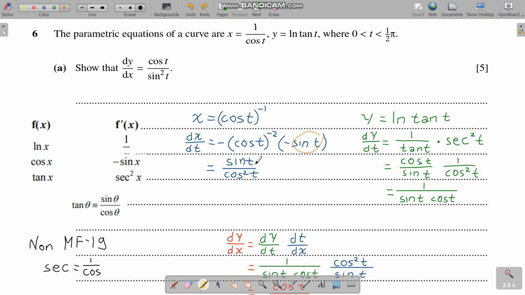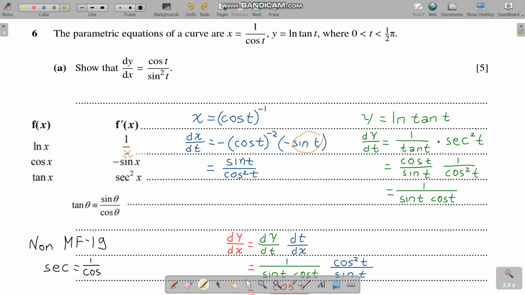And now for the ln tangent t. So the derivative of ln x is 1 over x. So the derivative of ln tangent t is 1 over tangent t. But because we have something complicated here, not just t, this is tangent t, we have to multiply by the derivative of tangent. And the derivative of tangent is secant squared. So chain rule again: 1 over tangent t times the derivative of tangent, which is secant squared.